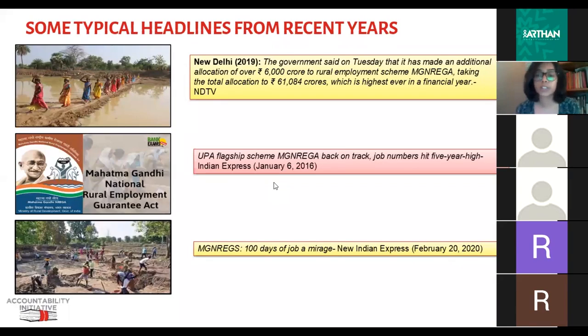As you all know, the Manrega is a welfare scheme that guarantees 100 days of paid work to rural households in a given year. It is a demand-driven scheme, which means that the spending depends entirely on the work demanded by the rural laborers for the year. The demand is usually estimated before the budget so that an appropriate amount of money can be allocated to the scheme every year for the budget.